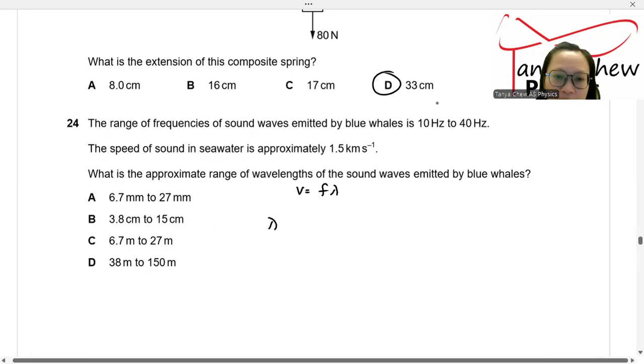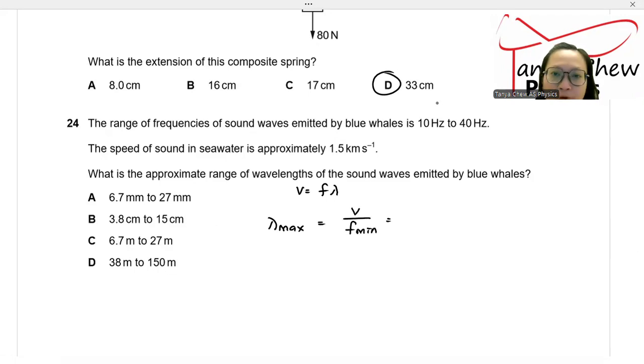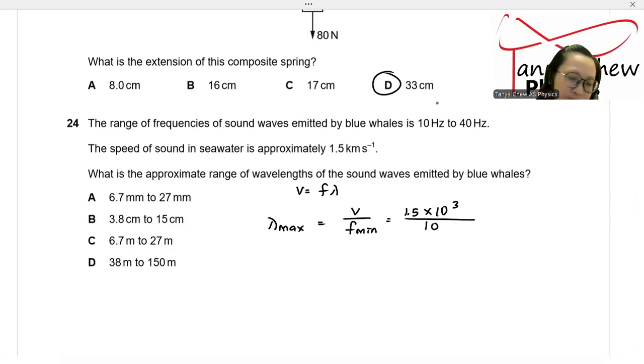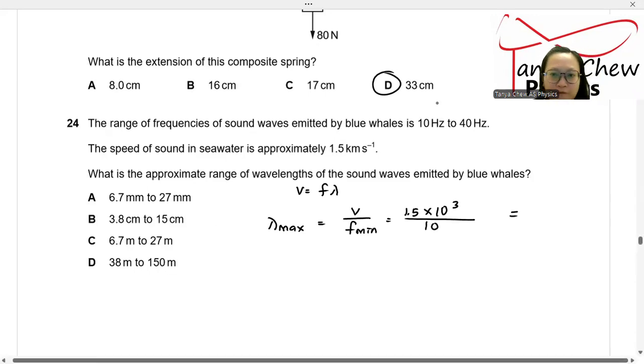So I find wavelength maximum first, which is v over f minimum. v is 1.5 kilometer. Kilometer, I want to change to meter. So I times 10 to the power of 3 divided by minimum f, which is 10. So 1.5 times 10 to the power of 3 divided by 10. So I get 150 meter.